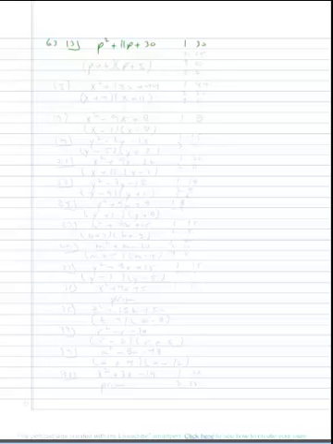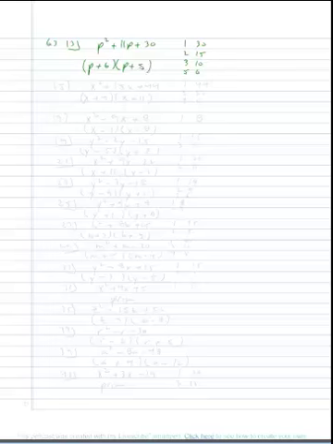We have 1 and 30, 2 and 15, 3 and 10, and 5 and 6. We notice that 5 and 6 add up to 11. So that's p plus 6 times p plus 5. And the order of those factors doesn't make any difference.